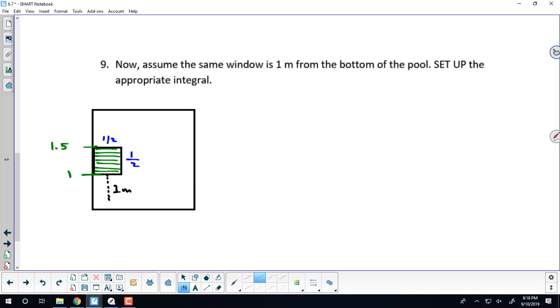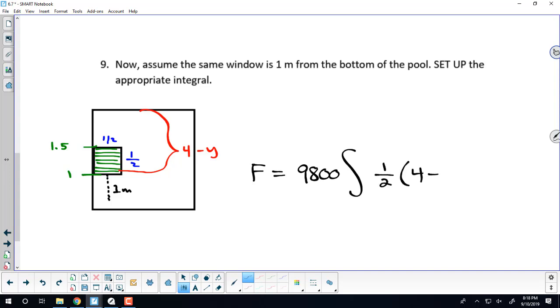This distance from here to here is still 4 minus y. The width is still 1/2. We'll just write this as 900. So, what do we say? Width, still half. Height of the cross sections was the same. We go from 1 to 1.5 instead. That's the difference there. Okay. And so that's 6,737.5.